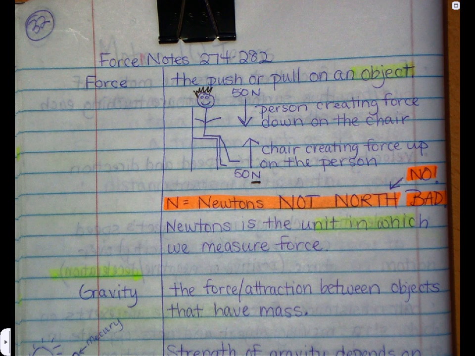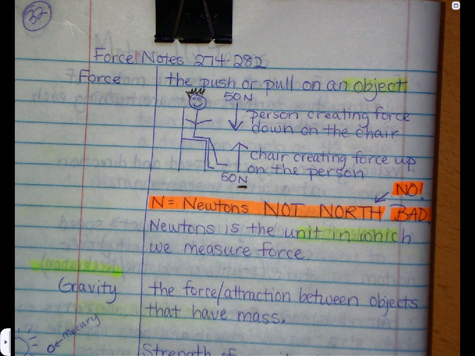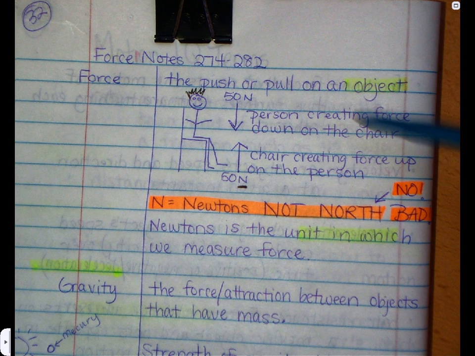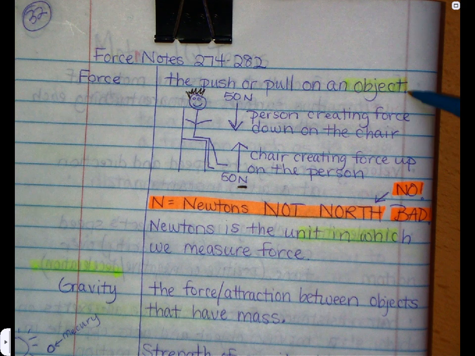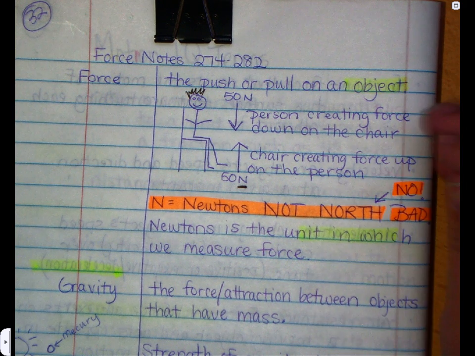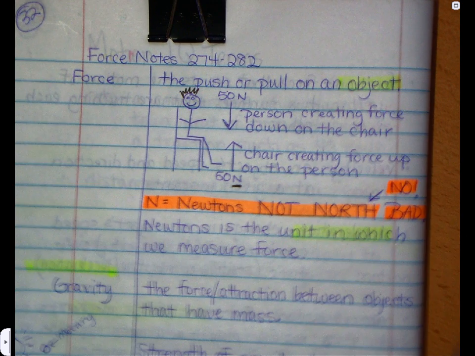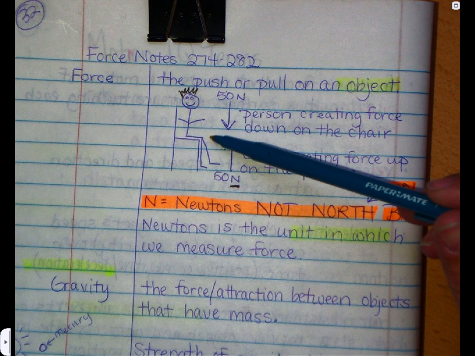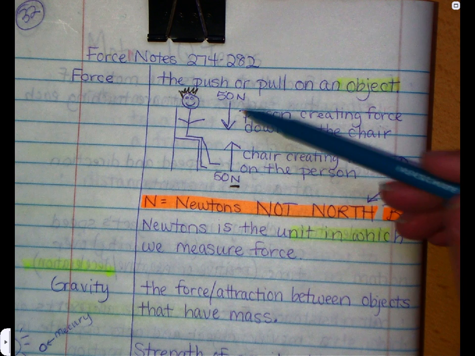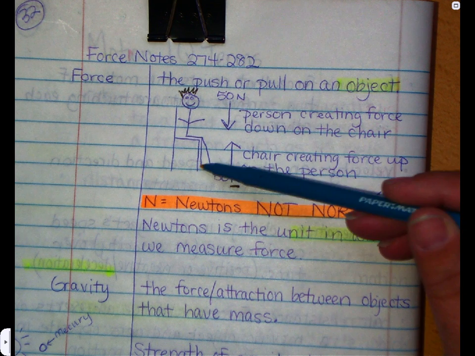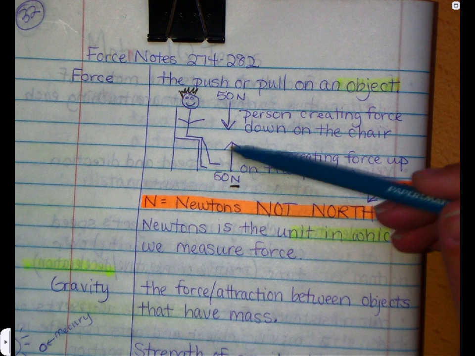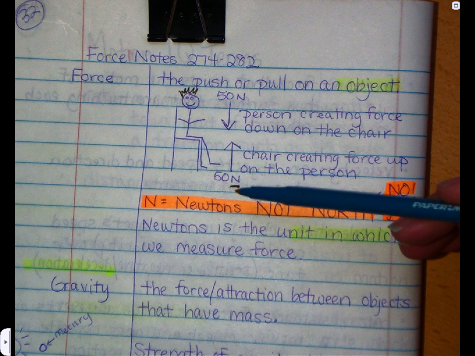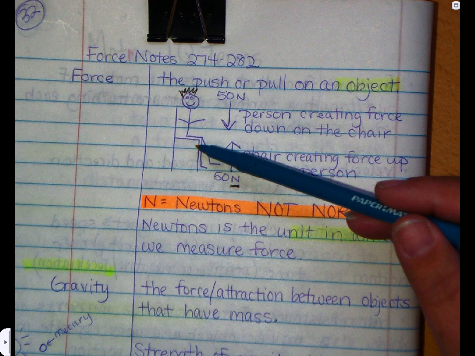Okay, so today we're going to talk about force, and force is a push or pull on an object. This can be a person, any inanimate object, or any living object, but it's the push or pull that is the force, okay? So her example here is a person sitting in a chair, and the person is creating a force of 50 newtons downward, and the chair is exerting a force of 50 newtons upwards. So therefore, this is a balanced force because the net force is 0.